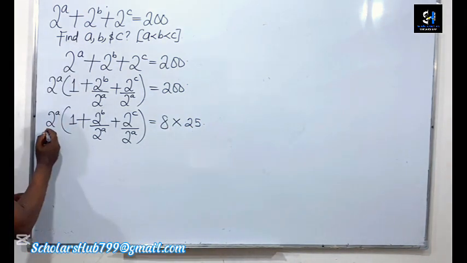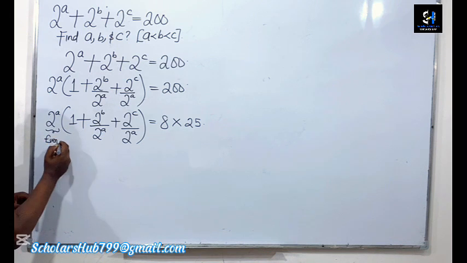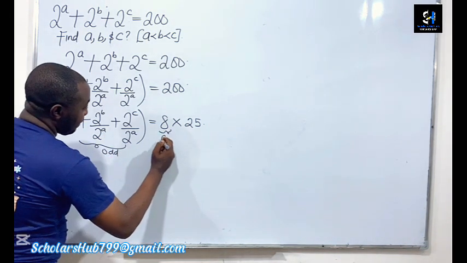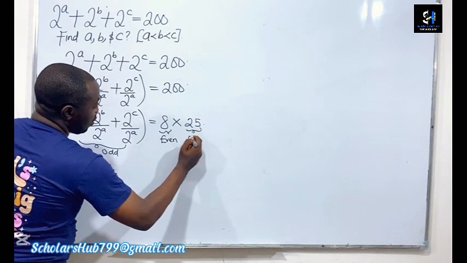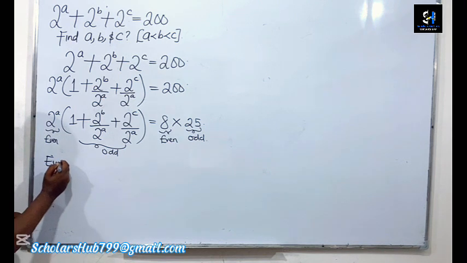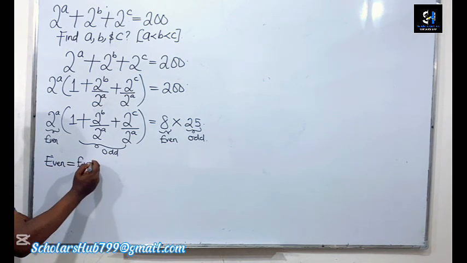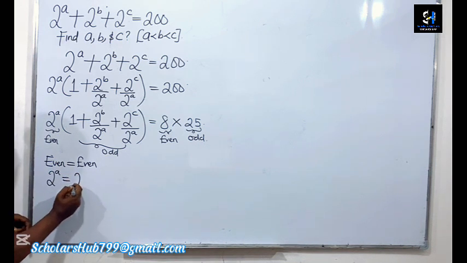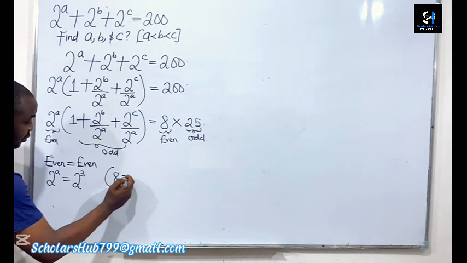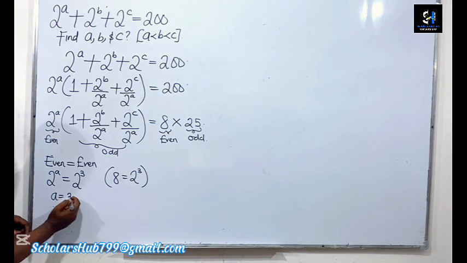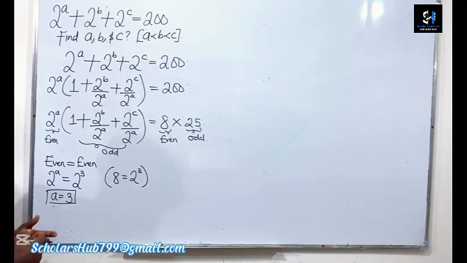Okay, now this is even. This is even. Then this is odd. So I'm going to equate the even, okay? So even equals even on the right hand side, so that 2 raised to the power of A will be equal to 2 raised to the power of 3, because 8 is 2 raised to the power of 3. Then in this case, the value of A will be what? Will be equal to 3. All right, so this is the value of A.